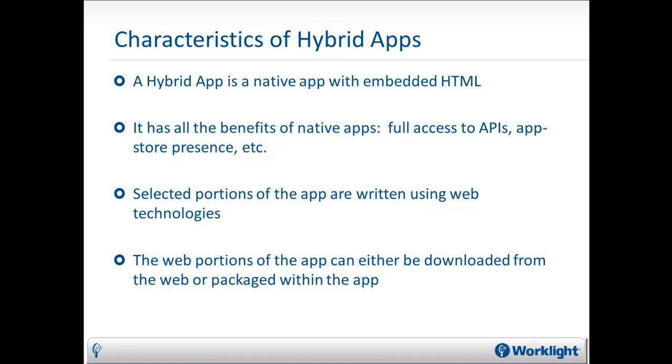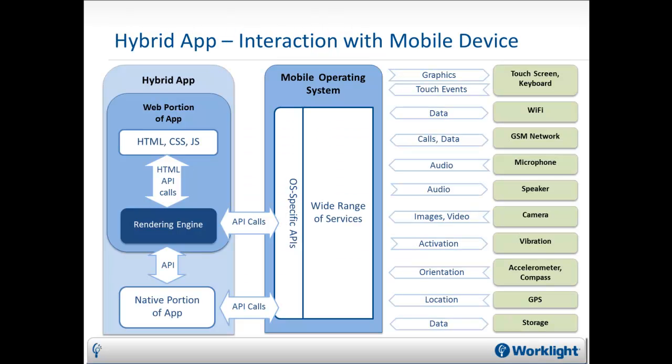Let's go back to our familiar diagram and examine how hybrid apps operate. As you can see on the left, hybrid apps have two separate components. First of all, there is the native portion of the app. This part can call all the APIs provided by the operating system. It means it has free access to everything the device offers, including things like the camera, microphone, and even the high-level services like the calendar or address book.